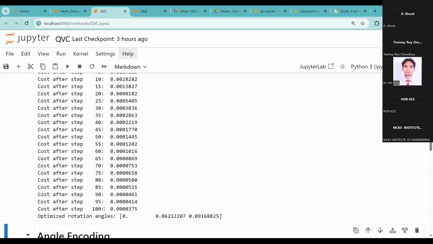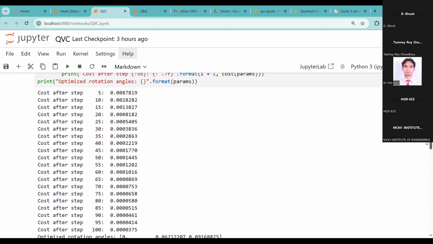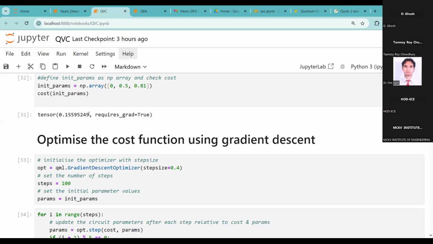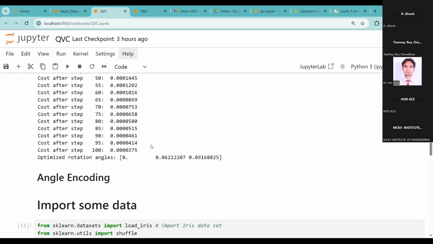So cost after step 100, you can see this is the cost. So it has been almost reduced to 0. You see, at the start, the cost was this. If I initialized with these parameters, but with 100 steps, the cost is reduced to almost 0. And these are the optimized rotation angles. You remember theta naught, theta 1, and theta 2. These are the optimized rotation angles that we get out of this.